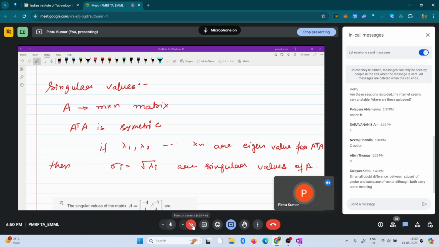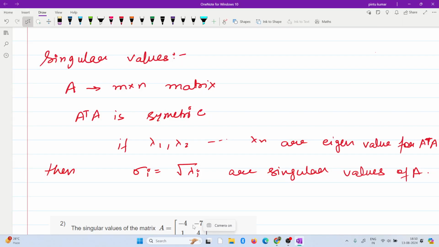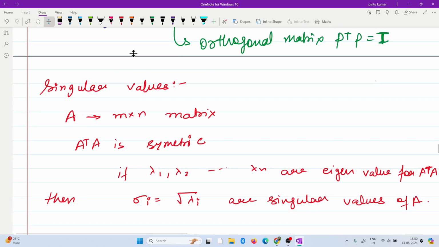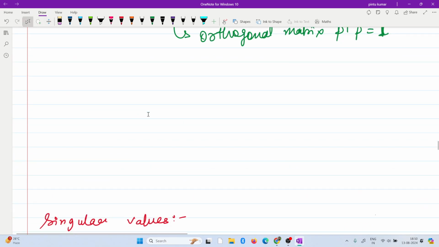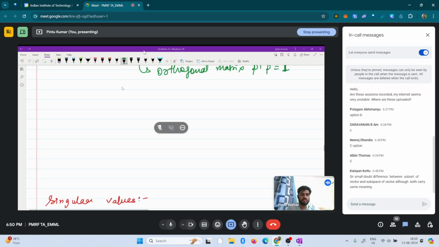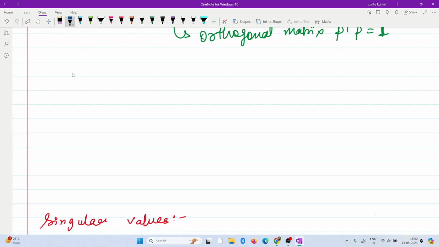Somebody is asking the difference between a subspace of a vector space and a subset of a vector. No, they do not carry the same meaning. I'll try to quickly explain. First of all, it's not a subset of a vector, it is a subset of a vector space, because a vector is just a single vector. A vector space is a collection of all vectors, and you can talk about a subset or subspace of the complete vector space, not just a vector.